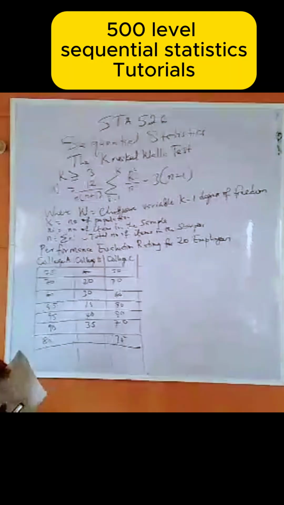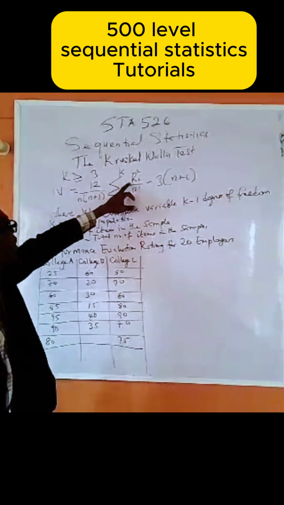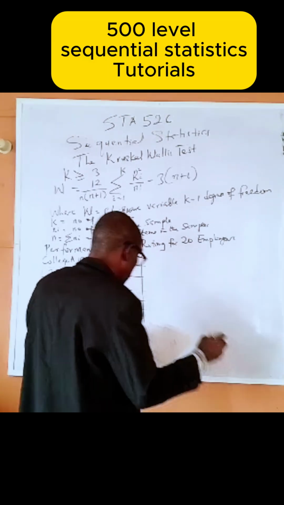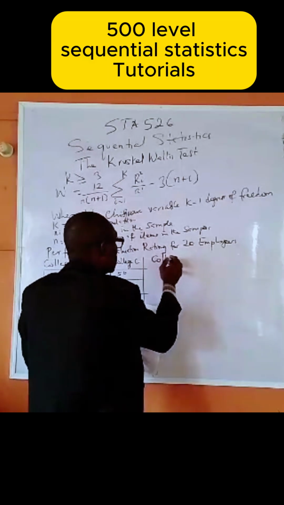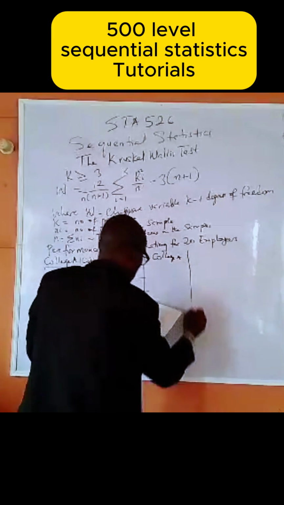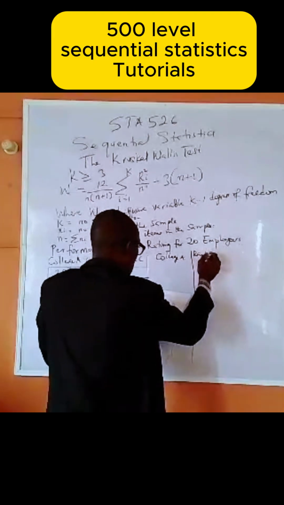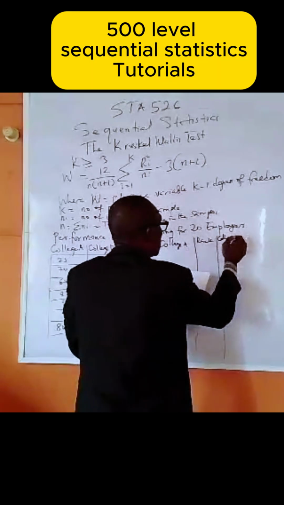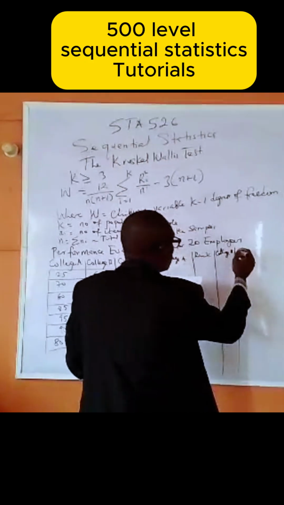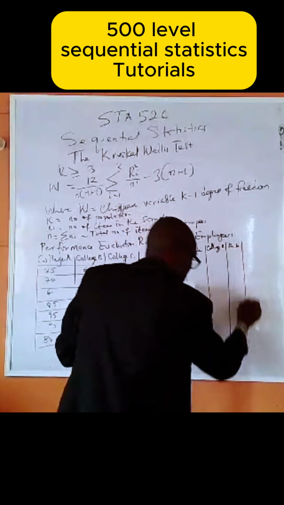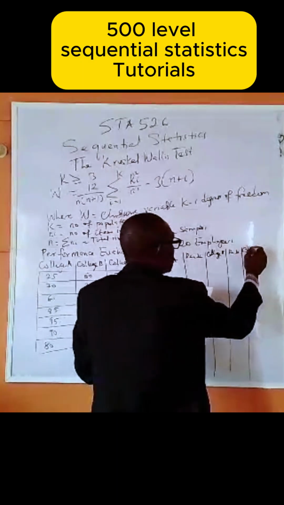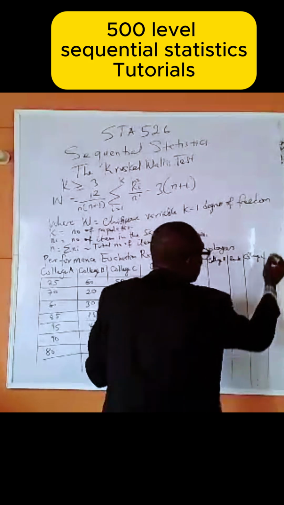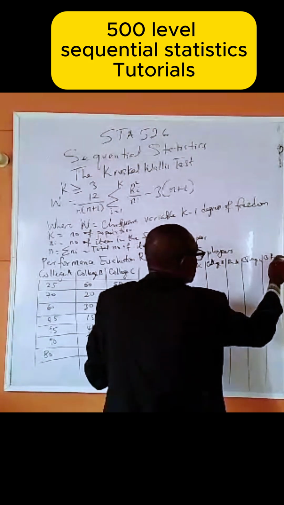Now, first of all, we need the rank. We must find the ranking. So we need to rank it. Look at this ranking. We have college A, then we have the rank. I will explain how I come across that rank. Then for college B, we have the numbers, and we also have the rank for the college. Then for the last college, college C, we have the rank.